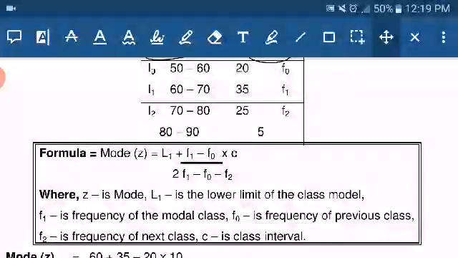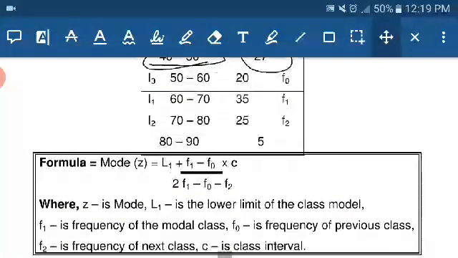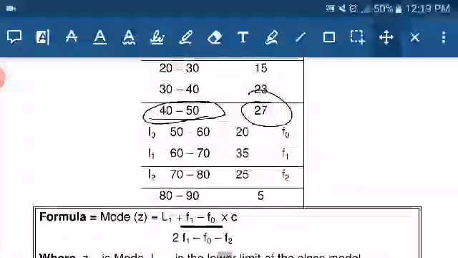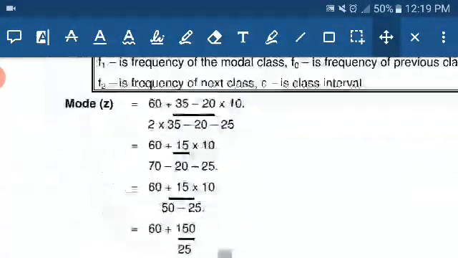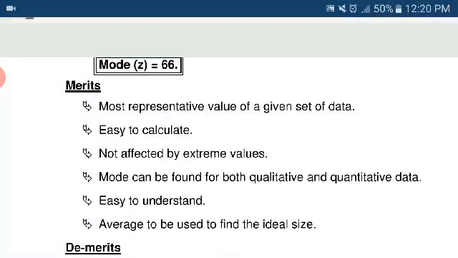F0 is the frequency of the previous class. And F2 is nothing but the frequency of the next class. And C is the class interval. We calculate, and the mode is 66.